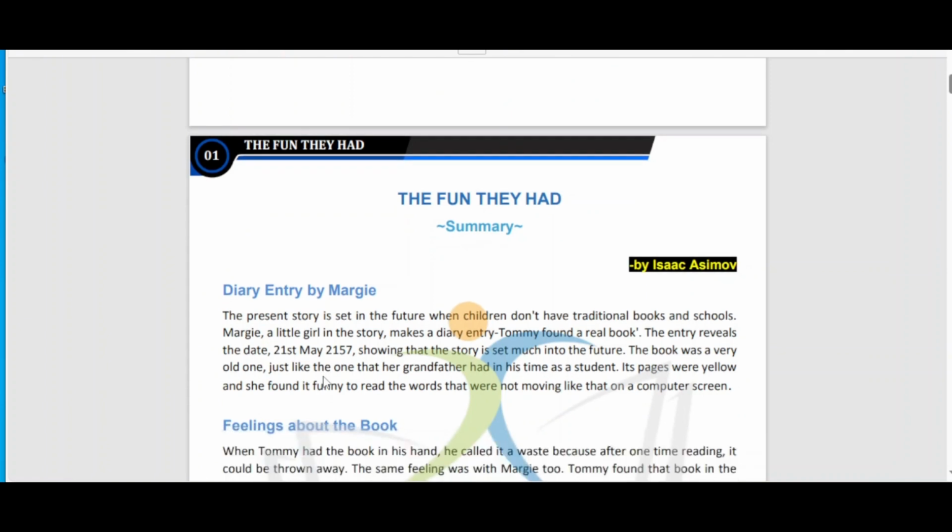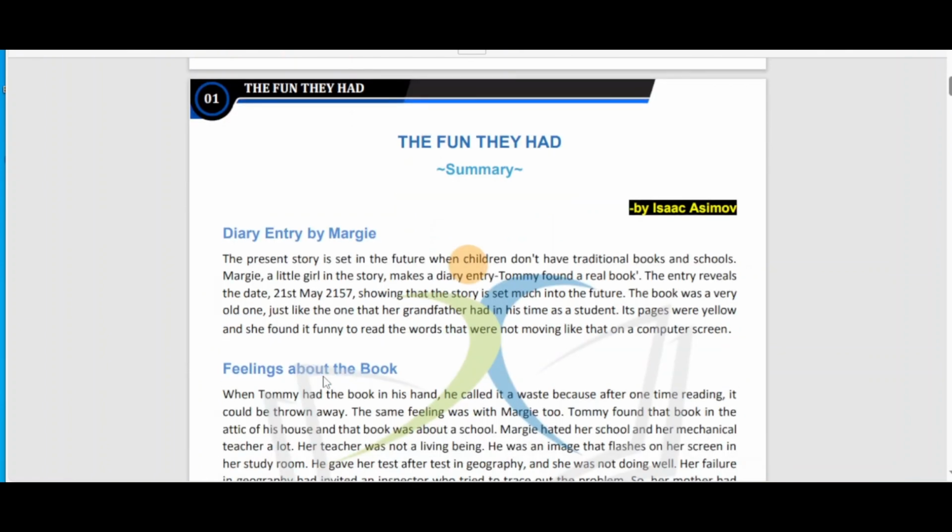In brief, we just want to look at each and everything that is related to the same chapter, The Fun They Had. Diary entry by Margie. Our chapter starts from the first line, and on the very first line it is mentioned that Margie used to write a diary. So on the same day, she was writing something under the heading of 21st May 2157. So the present story is set in the future.